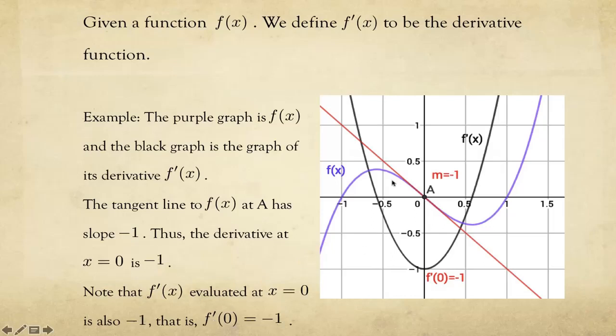As another example, if you look at this point right here, the slope looks to be 0, and if you look at f prime at that point, you see that it's also 0. Similarly, at this point, the slope is 0, so f prime at that point is also 0. So the black function tells you the slope of the tangent line of the points on the purple graph.